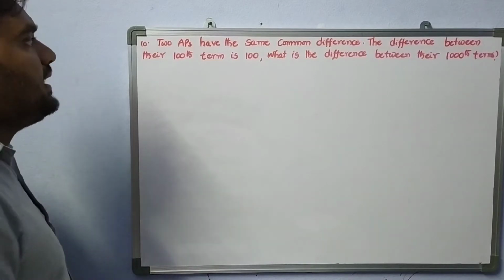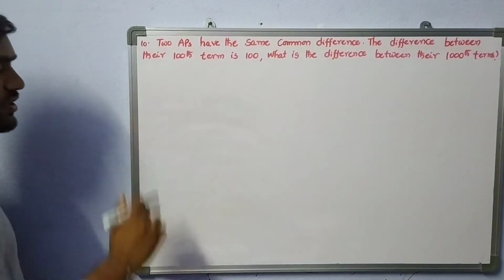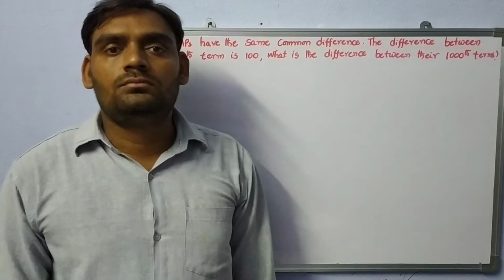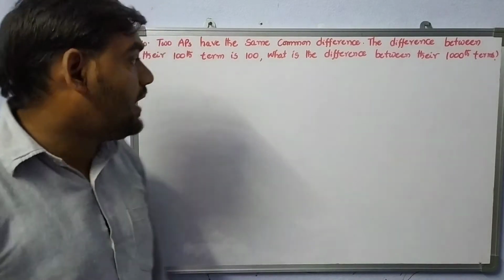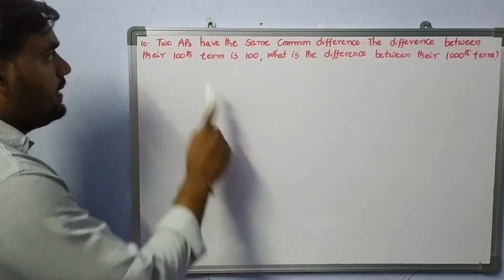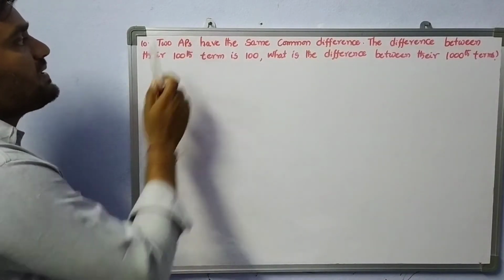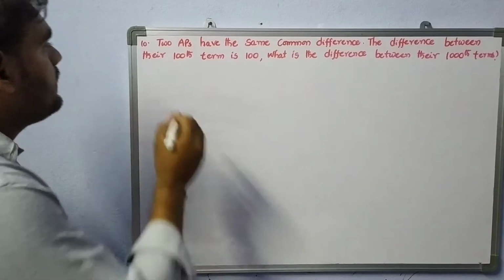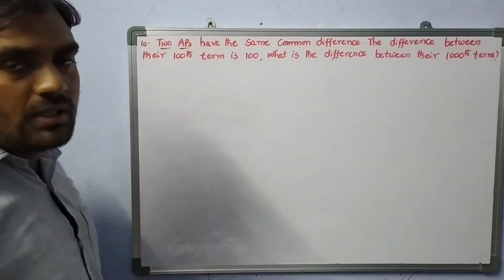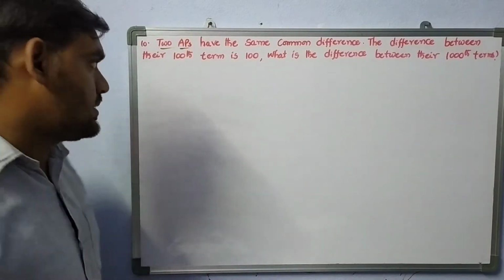We need to find it. See here, first we need to assume two arithmetic progressions. Why do we have to consider two arithmetic progressions? Two APs have the same common difference. Two APs are here. How many APs are here? Two APs. So we need to consider two arithmetic progressions.